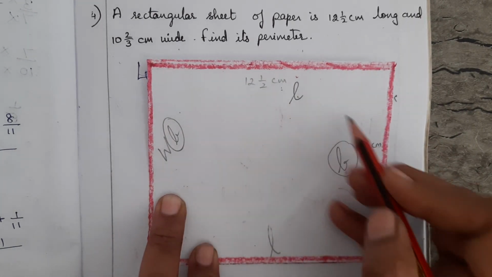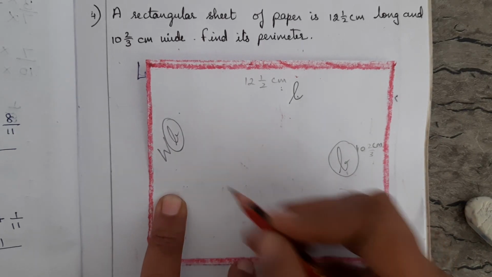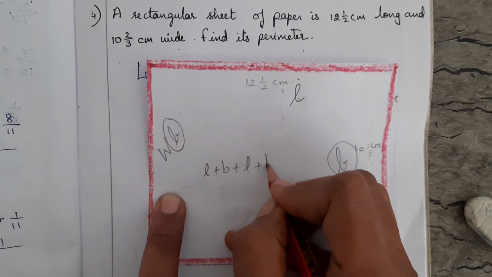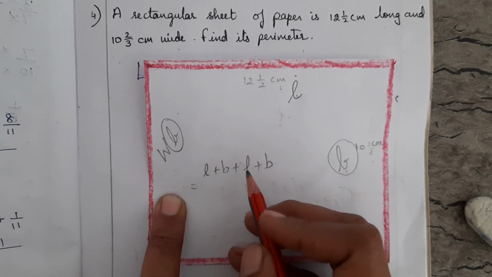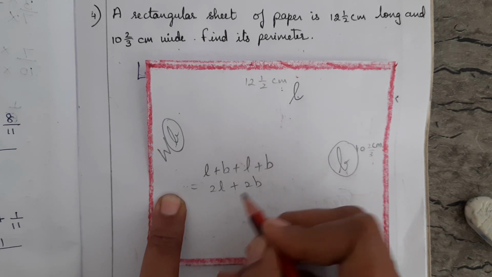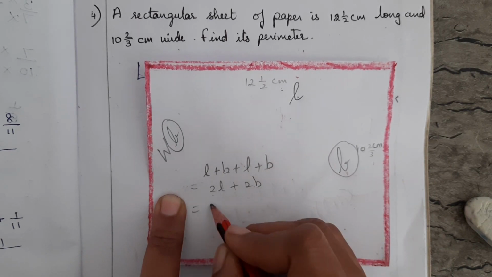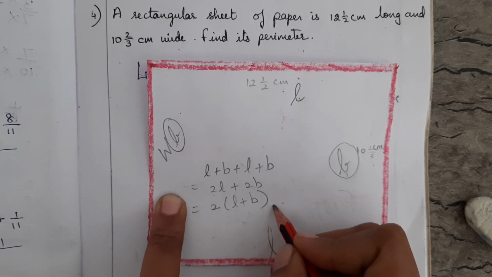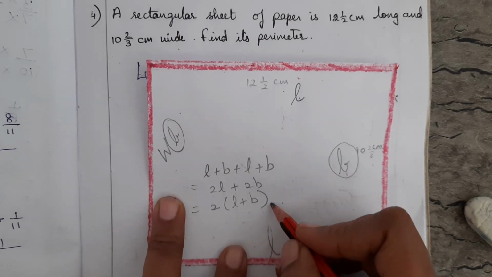Perimeter is nothing but length plus breadth plus length plus breadth. So L plus B plus L plus B is equal to L plus L is 2L, B plus B is 2B, which is nothing but, with 2 common outside, 2 into (L plus B). This is how you get the formula for the perimeter of a rectangle.